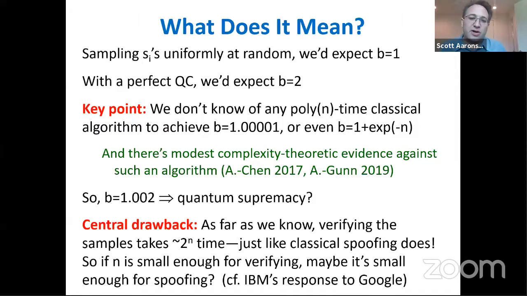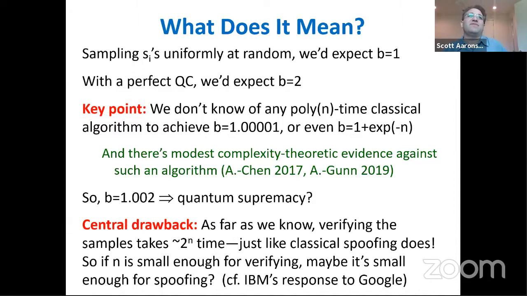Now the central drawback of the current sampling supremacy experiment is that as far as we know today, even just to verify the samples with a classical computer takes 2 to the n time, just like classical spoofing takes, right? So there's sort of a cat and mouse game between the two. You could say, if n, your number of qubits, is small enough for verifying, well, then maybe it's also small enough for spoofing to be practical, right?